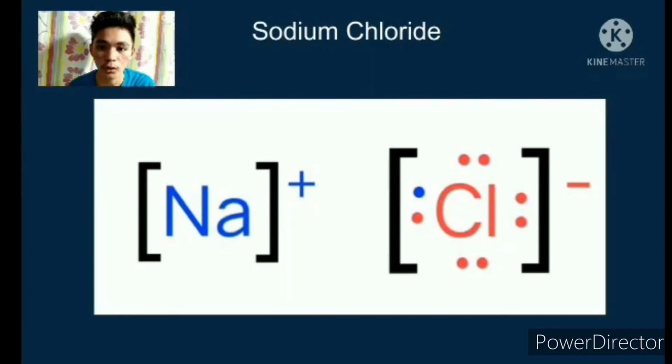By convention, we should put a bracket around the negative ion, but sometimes we can also see a bracket around the positive ion as well. And that's what makes the Lewis structure for an ionic compound.